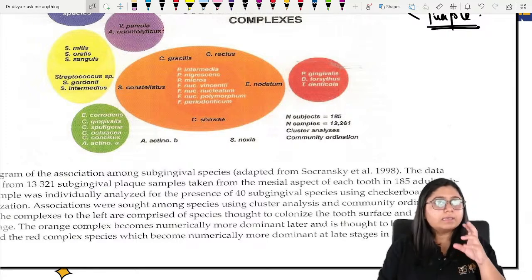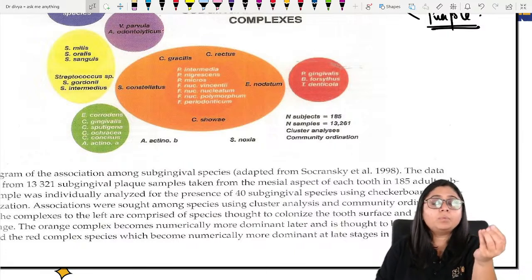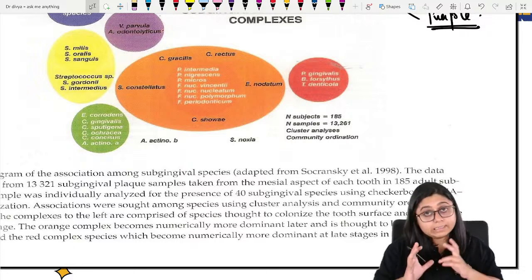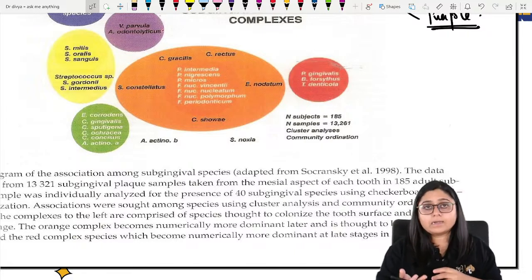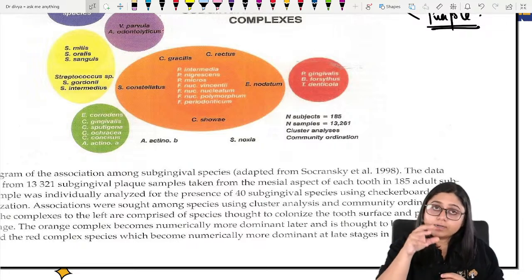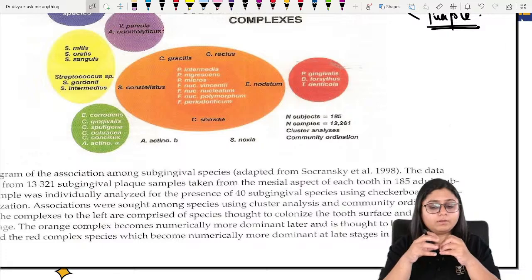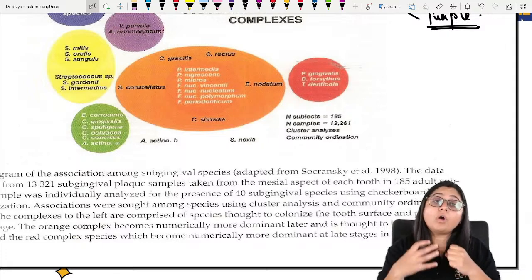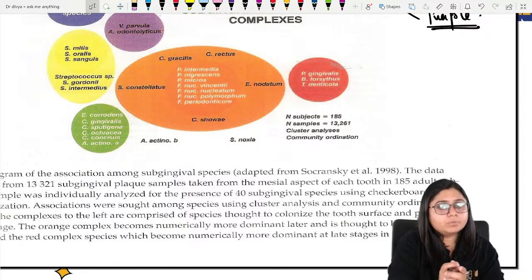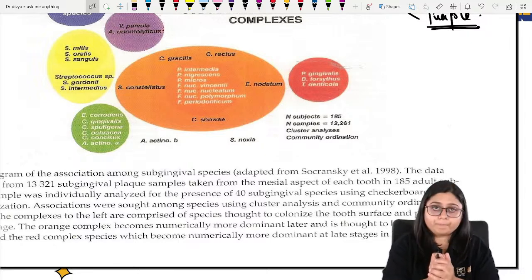So what happened was, I hope you all know how these complexes were developed. So Socransky, what he did was he studied 185 subjects, 185 individuals, the plaque of 185 individuals, and approximately 13,000 plaque samples he studied under the microscope. 13,000, just imagine the number. And he found certain bacteria were found together more commonly than the other bacteria. So there was a cluster of organisms which were recovered together.